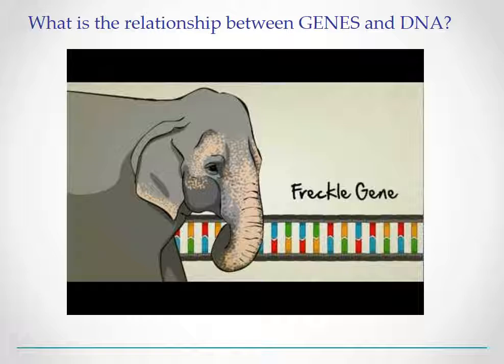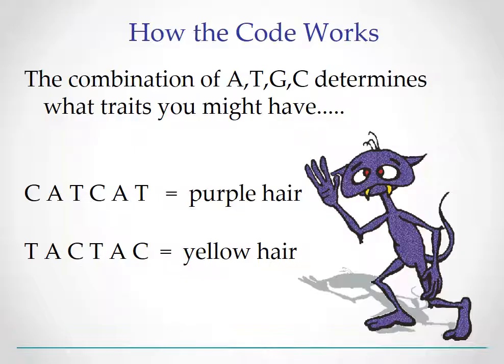This is a quick little video on the relationship between your genes and your DNA that I want you to take a look at. So you have these 4 bases, but what actually determines your traits? It's your coding, the combination of your A's, T's, G's, and C's that determines what traits you have.